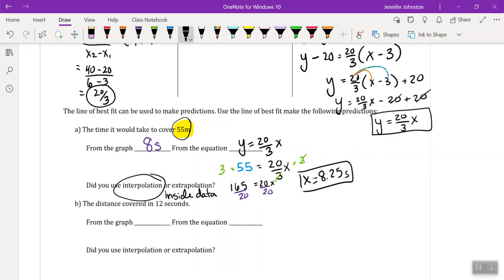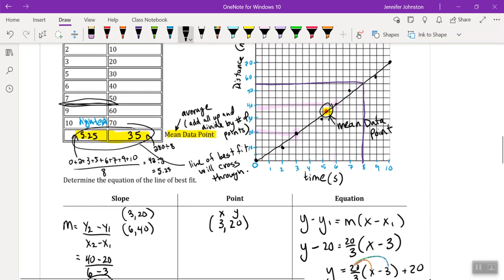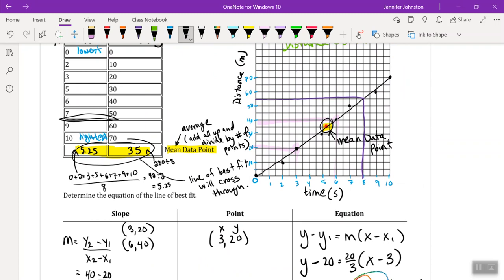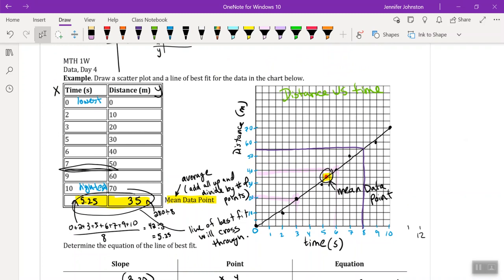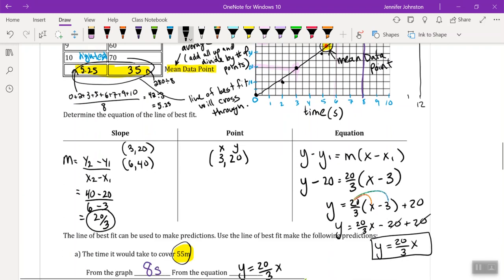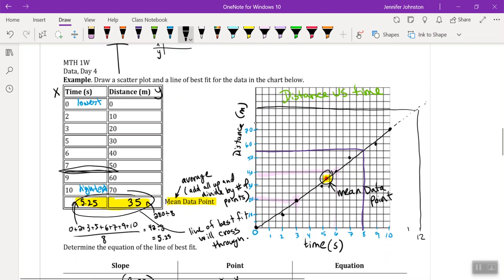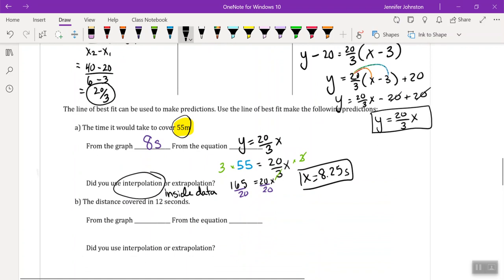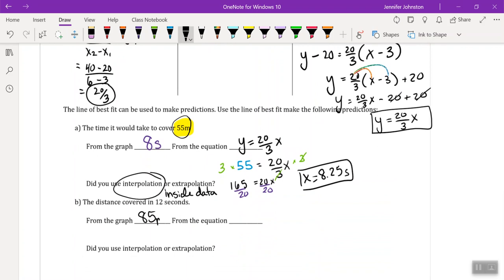Right, at 12 seconds, let's go up to our graph. Where's 12 seconds? Oh, it's past the graph, it's way over here. So for 12 seconds, it looks like we're going to have to extend the line, and at 12 it would be probably around, would you say maybe 85? Looks like 85. That's 70, 75, 80, 85. Again, a huge approximation, right?